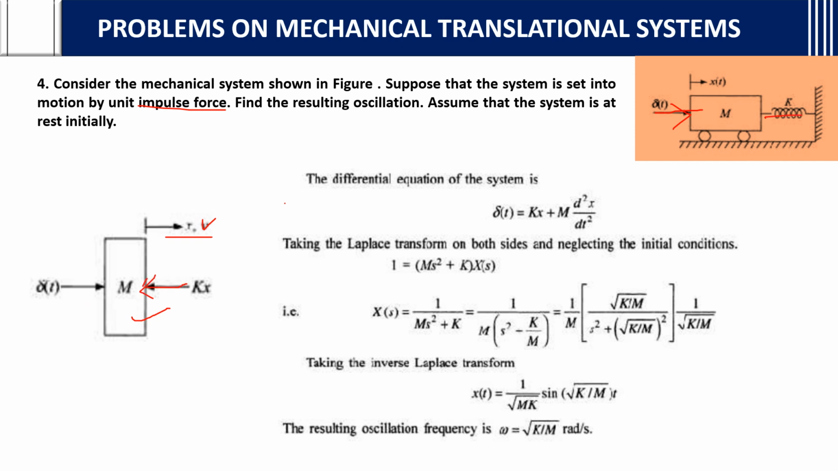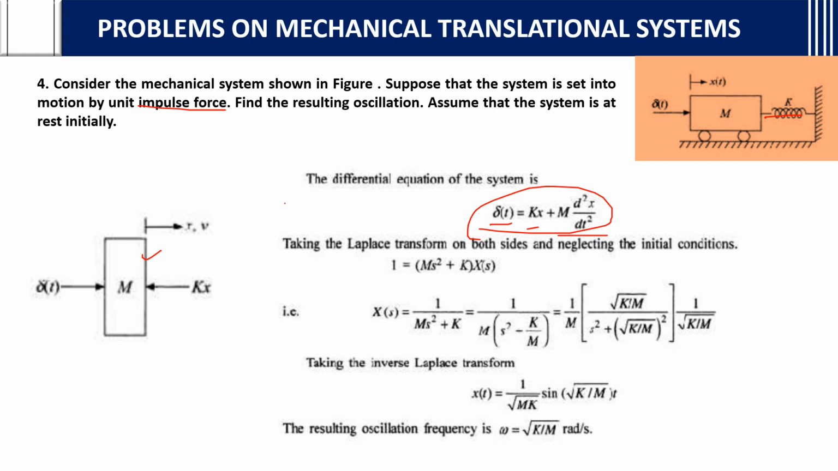After writing this, what should we do? We will write the differential equation. What is the differential equation? The force here is delta of t, that is equal to kx plus m into d square x by dt square. Okay, there is no damper element here, so we are not going to write the damper or dashpot element, which is in this form. This kind of element is not there, so no need to write that. Whichever elements are connected to that mass element, only those need to be written in the equation.